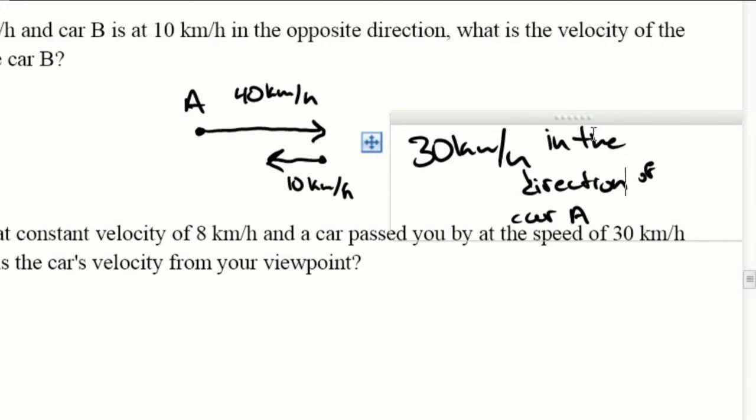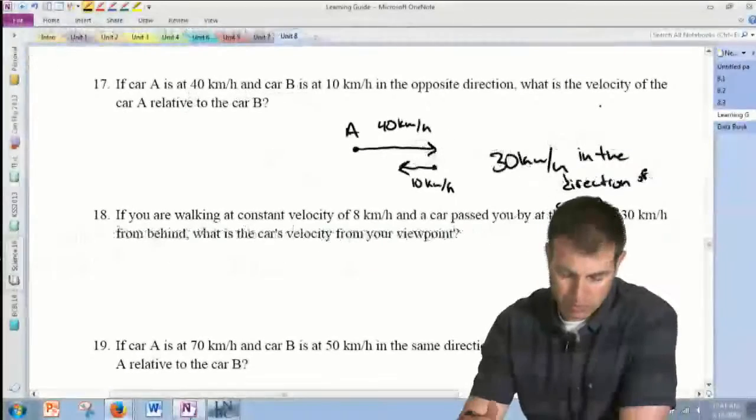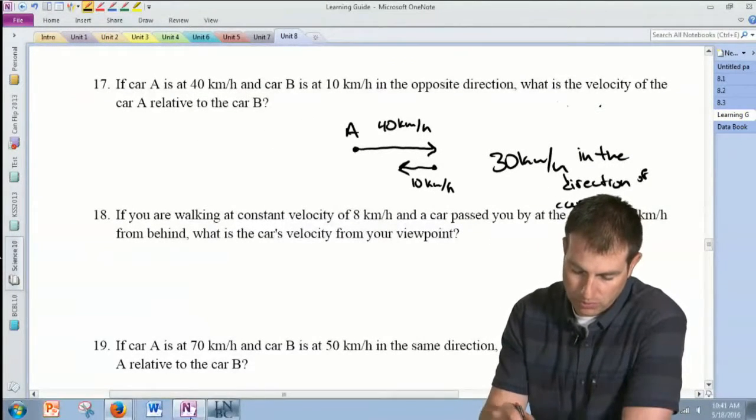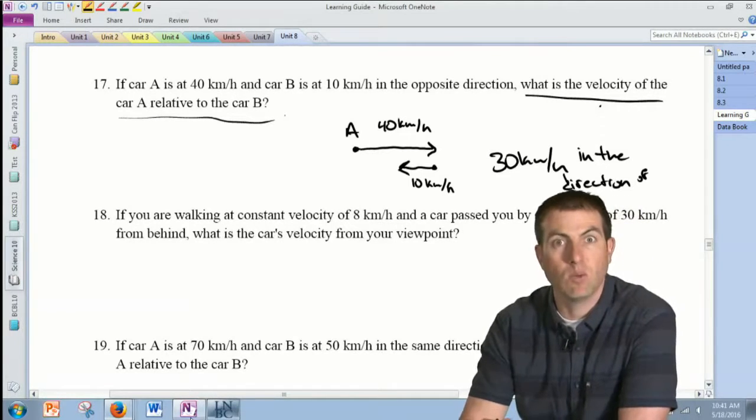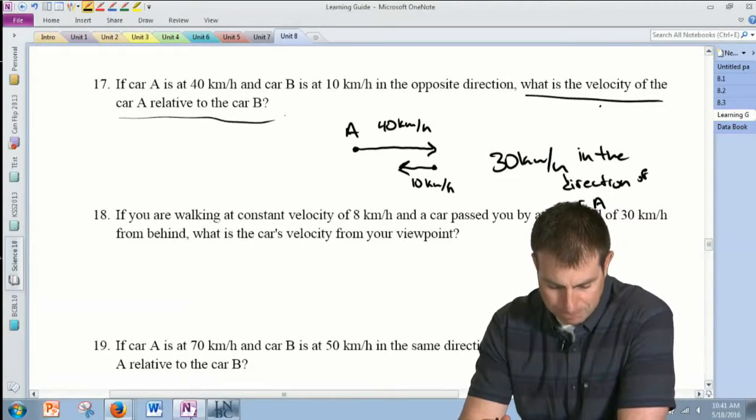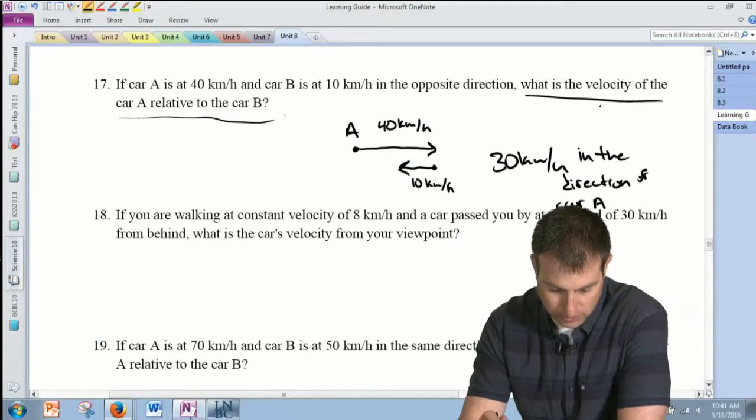Ava, I'm happy with this. I'm thinking the question's kind of worded vaguely in terms of where your reference is. So what is the velocity of car A relative to car B? It doesn't really say where we're looking from. Let's see if we can do 18 and see if it makes any more sense.